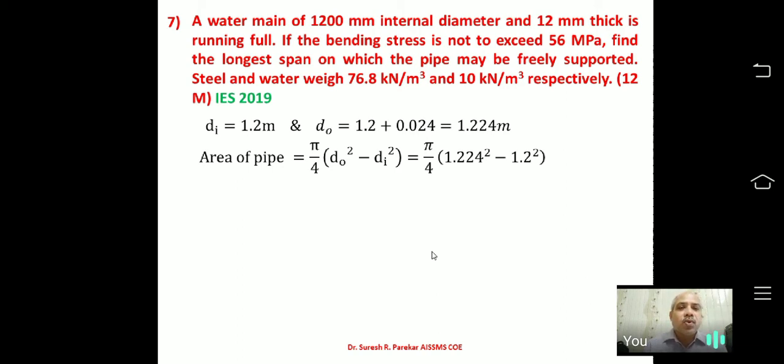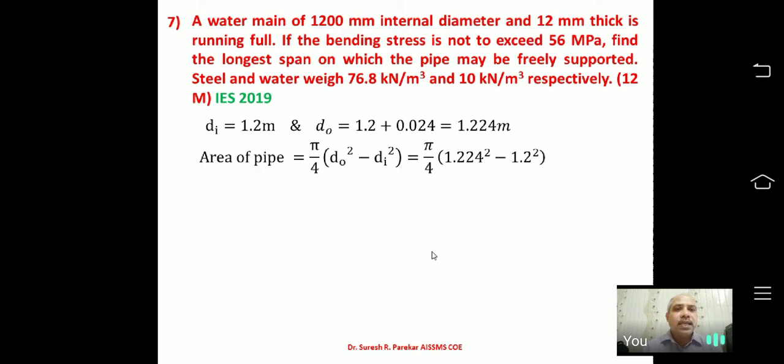And then if we will solve this, we have to use the simple formula, that is sigma by I is equal to sigma by y is equal to M by I. Now we have to find out total weight, which will be my load acting on the simply supported beam. So we have weight of steel and we have weight of water. Now weight of steel, how we will find? We know unit weight of steel, and then we know area of steel.